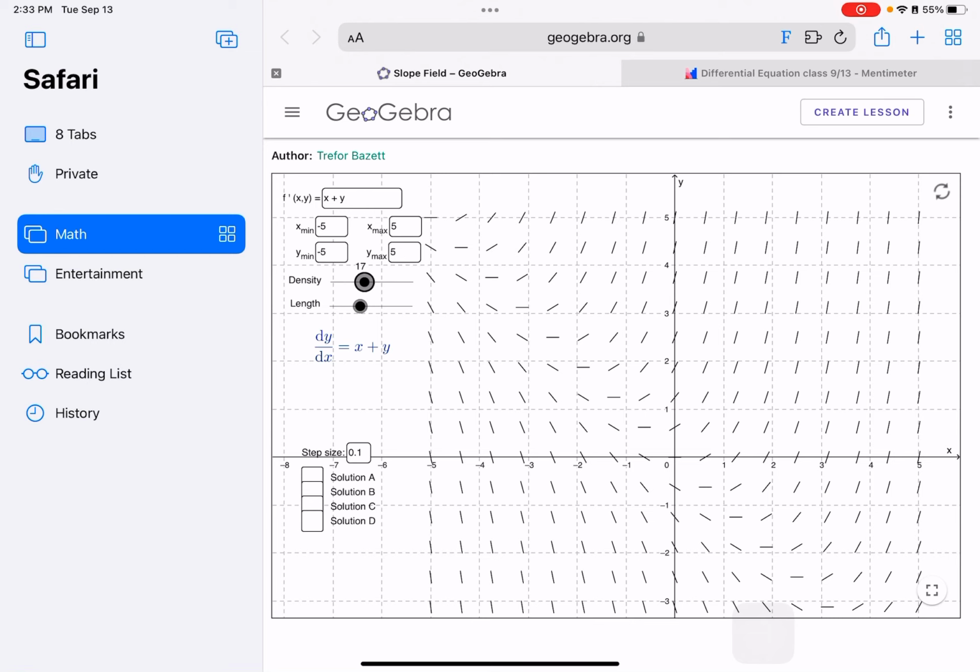You can try GeoGebra, just typing slope field. There are several activities that you can choose. You can plug in the differential equations, and depending on the curve you have, you can change the axis, making it larger or smaller if you want to see smaller versions. And the length of the slope, you can also change.